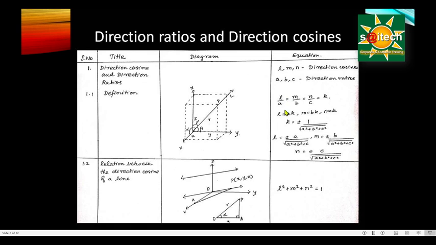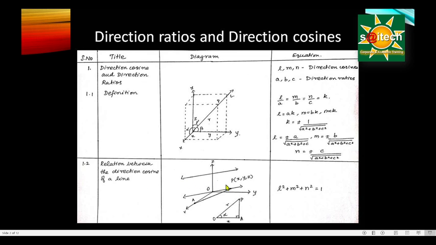L by A is equal to M by B, which is equal to N by C, which is equal to K. So this can be brought into equation form as L is equal to AK, M is equal to BK and N is equal to CK, and K is equal to plus or minus 1 by root of A square plus B square plus C square. If we substitute this K in the equations, we will get the respective L, M and N. These equations can also be called the relation between direction ratios and direction cosines.